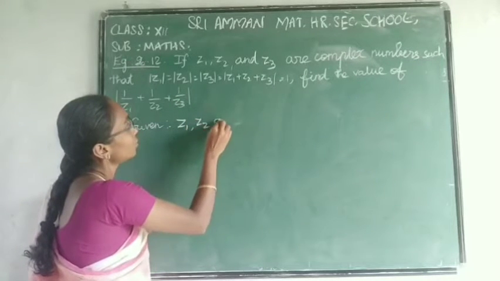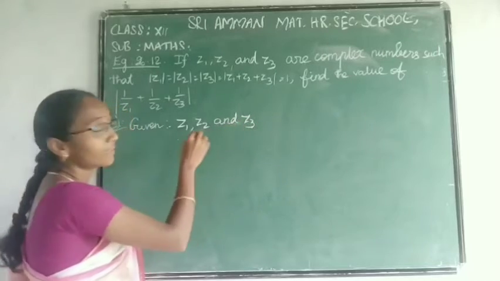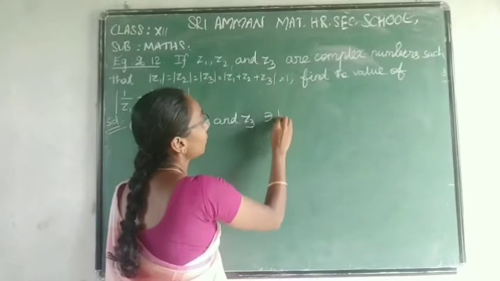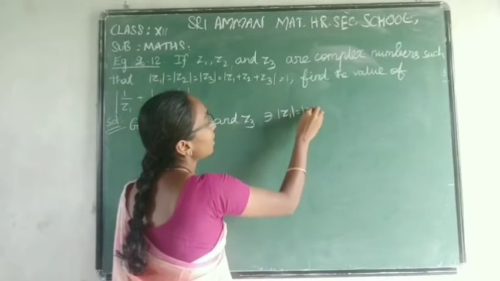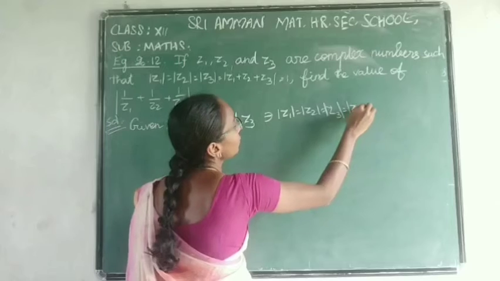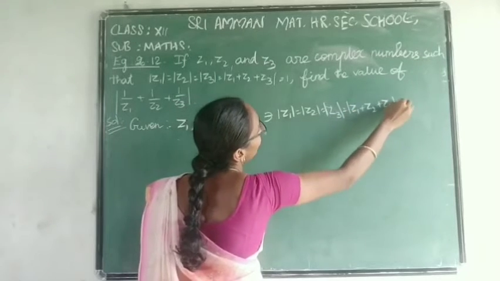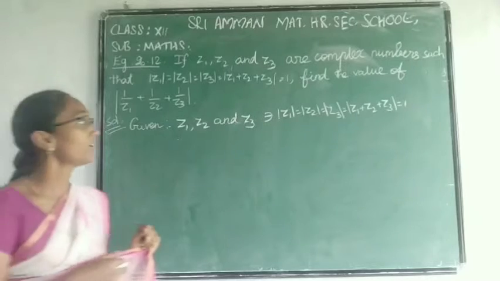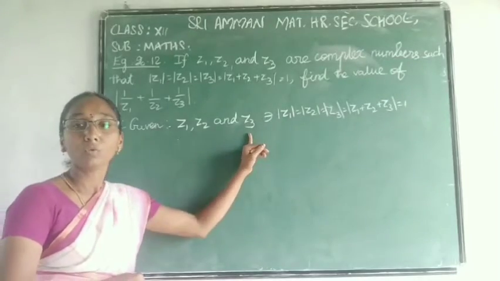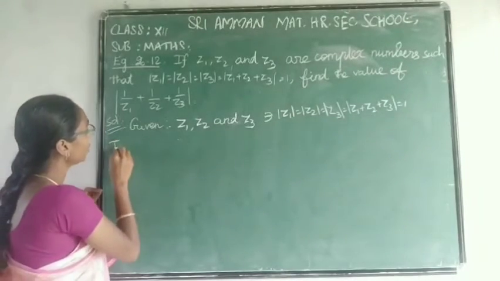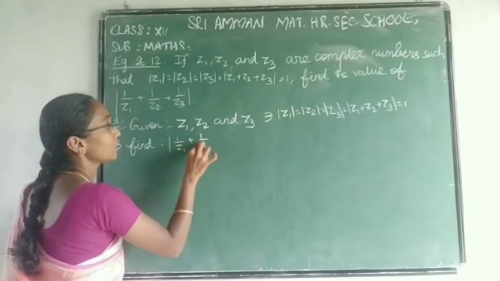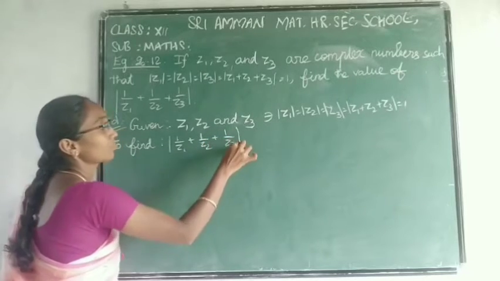Z1, Z2 and Z3, these three complex numbers satisfy the condition such that modulus of Z1 equals modulus of Z2 equals modulus of Z3 equals modulus of Z1 plus Z2 plus Z3 equals 1. This condition is satisfied by these three complex numbers Z1, Z2, Z3. Next, what do you find the value of? To find the value of 1 by Z1 plus 1 by Z2 plus 1 by Z3.